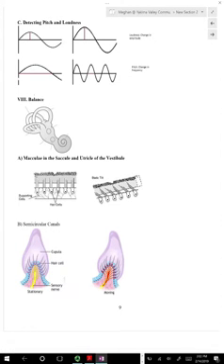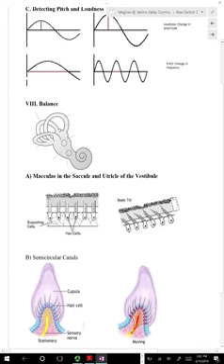So these are two structures in the ear that we'll talk about tomorrow, or that we'll see tomorrow on the models. These big sort of loops are called the semicircular canals.